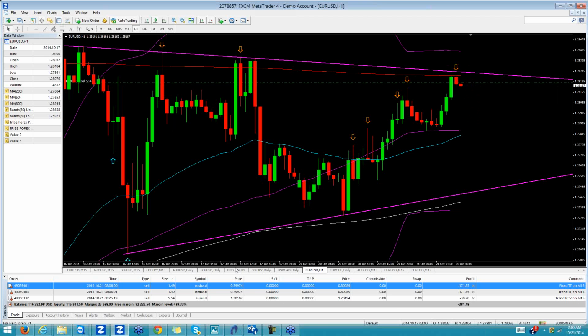Whatever the market does, it's going to do, but the probability is high that price will continue to move down. What the market is showing us here is that we're in the right direction.